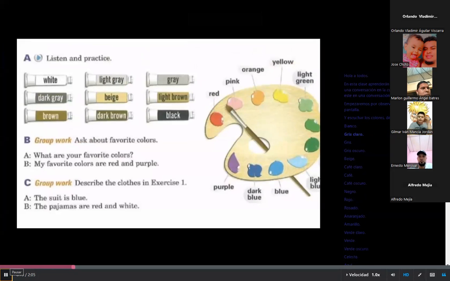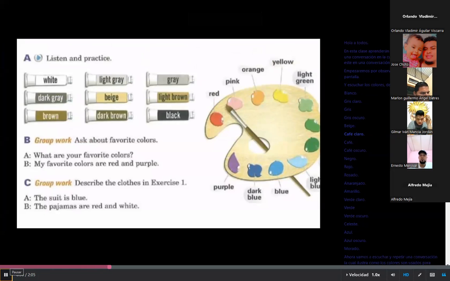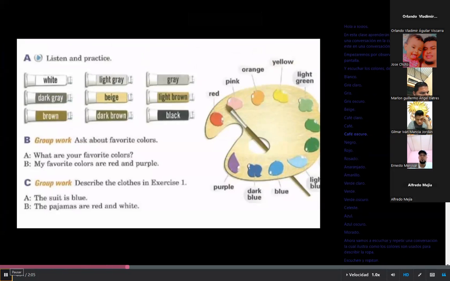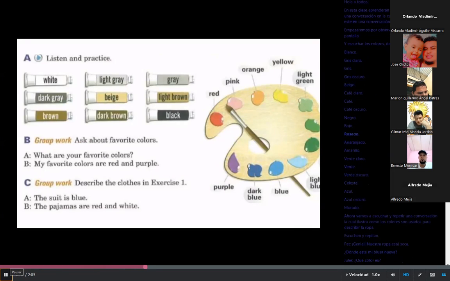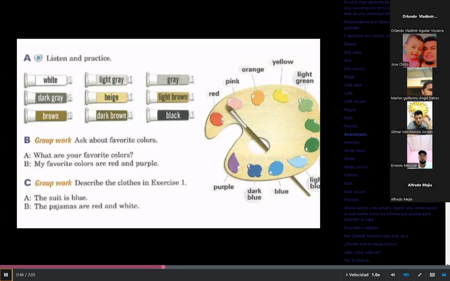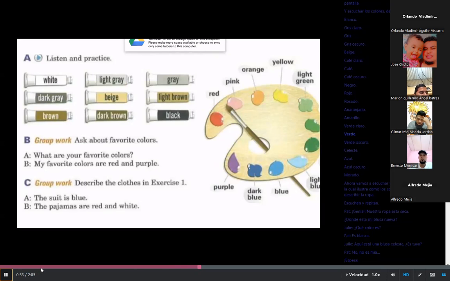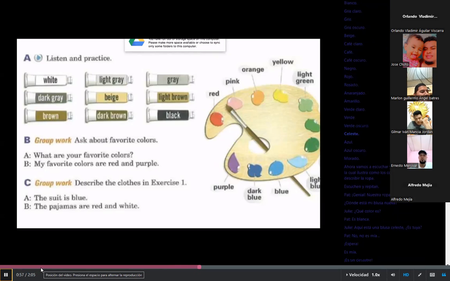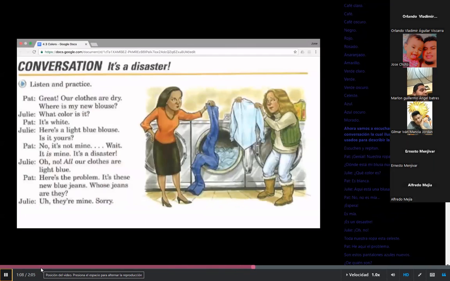White. Light gray. Gray, dark gray, beige, light brown, brown, dark brown, black, red, pink, orange, yellow, light green, green, dark green, light blue, blue, dark blue, purple.